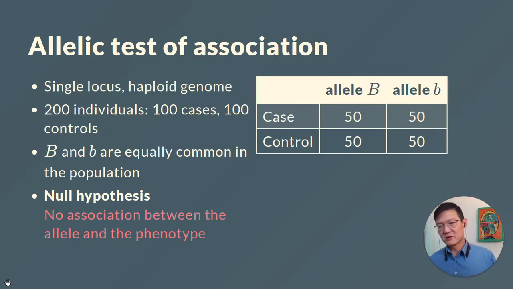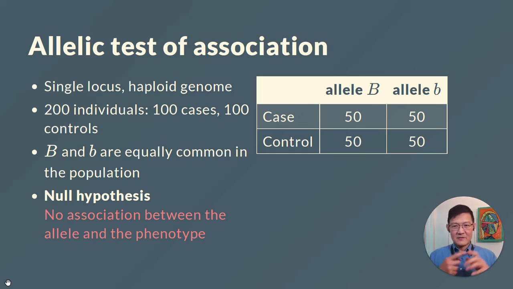So let's go to a concrete example. Let's assume we're looking at one particular location in the genome of a haploid genome. So there's really only two possibilities. We look at a study with 200 individuals in it, 100 of whom are cases and 100 are controls. We assume for this particular case that the two alleles, the major and the minor allele, big B and little b, are equally common in the population. So this means that we set the null hypothesis to be the fact that there's no association between the allele and the phenotype.